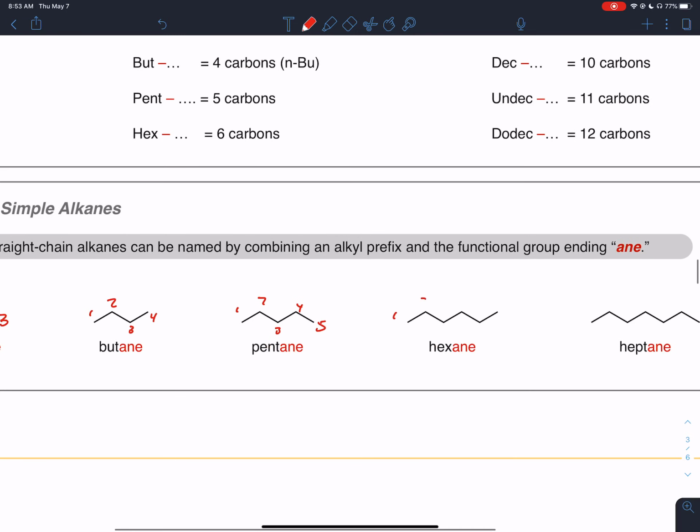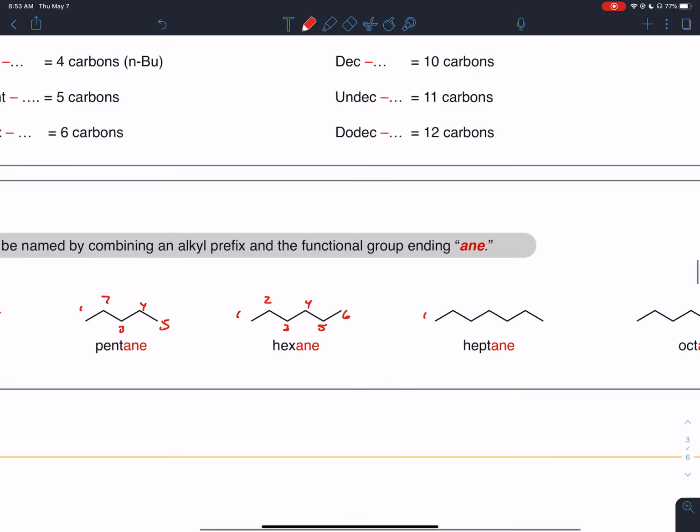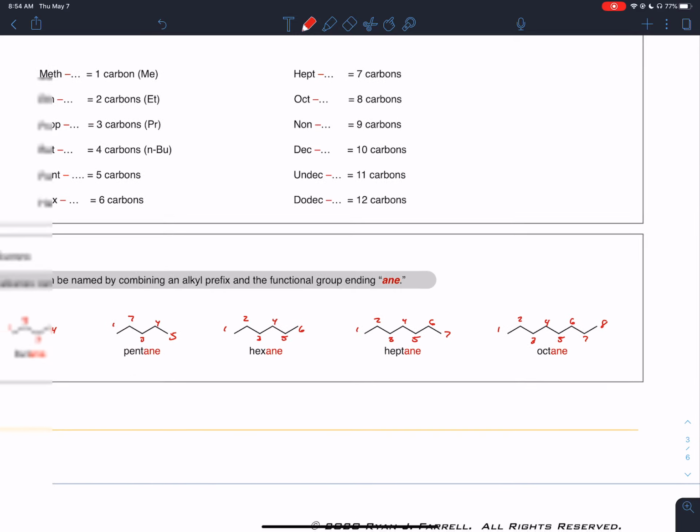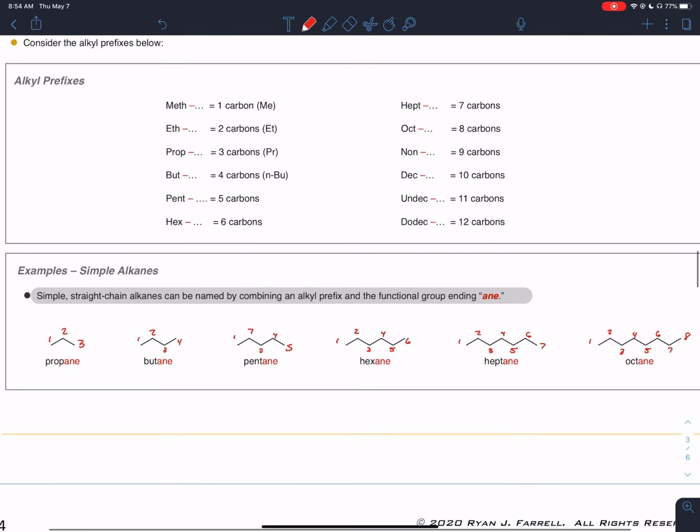We have hexane 1, 2, 3, 4, 5, 6. Heptane 1, 2, 3, 4, 5, 6, 7. And octane 1, 2, 3, 4, 5, 6, 7, 8. You're going to want to have these alkyl prefixes committed to memory. You'll be using them a lot.